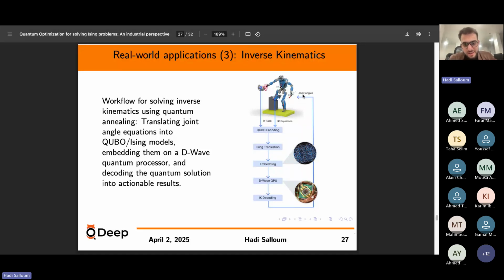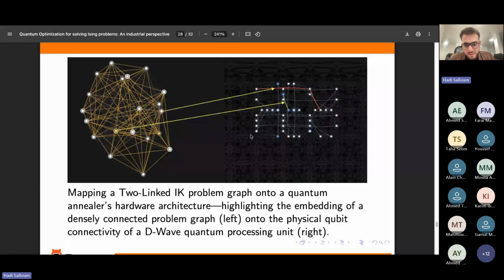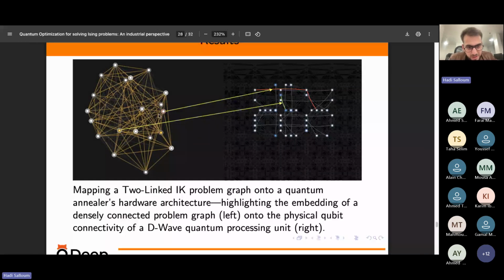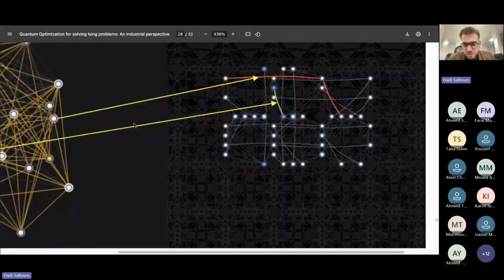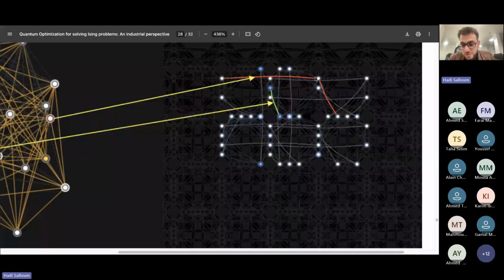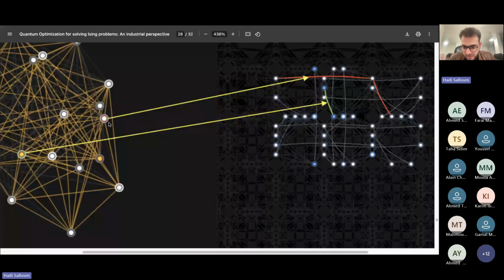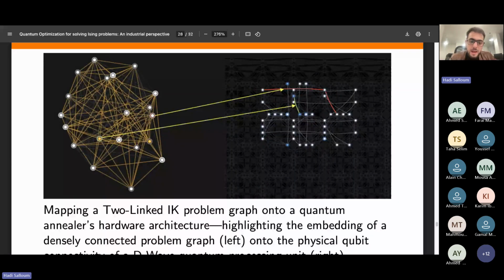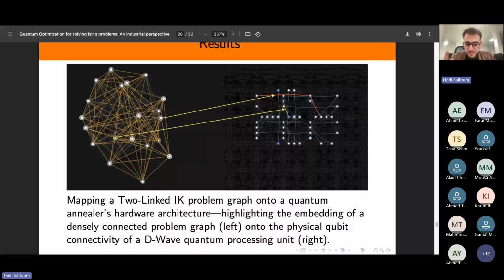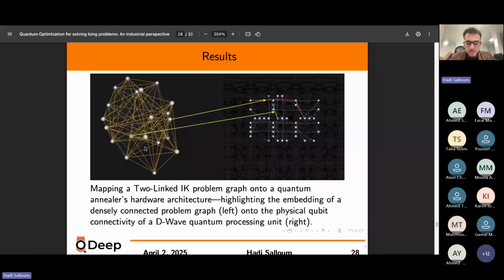So here you can see the QUBO graph and the real qubits. If you see the white one, here it's 1, 2, 3 qubits. All of these 3 qubits are one variable. I'm just explaining what I was saying before. And this solution is for a two-link inverse schematic.